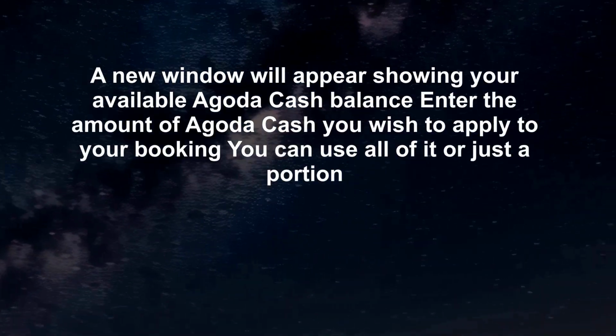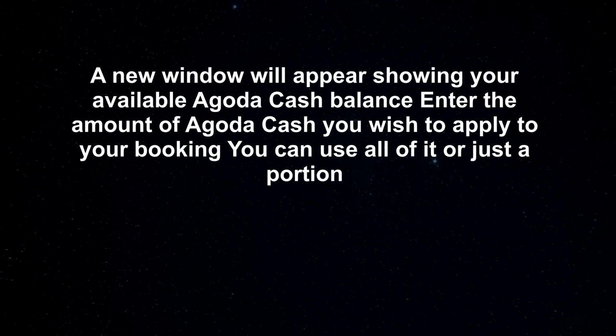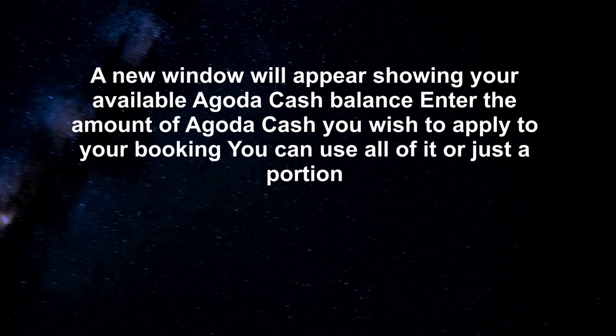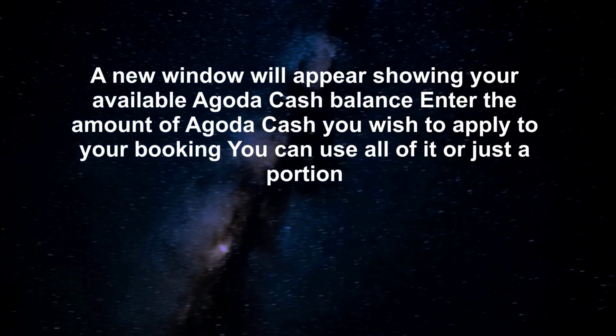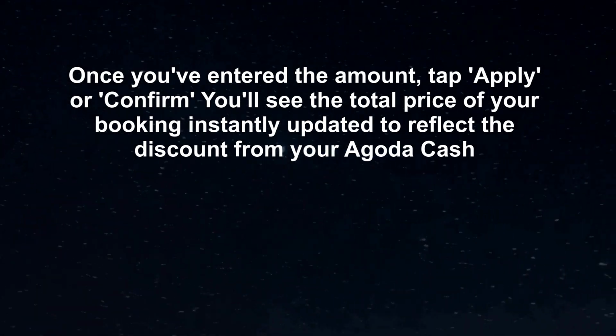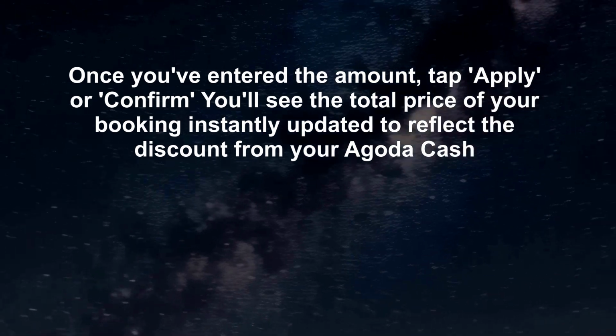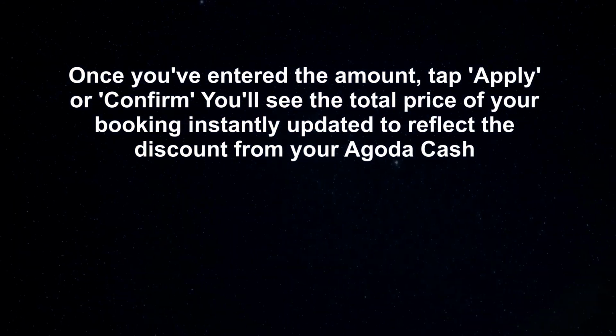Tap on it. A new window will appear showing your available Agoda Cash balance. Enter the amount of Agoda Cash you wish to apply to your booking. You can use all of it or just a portion. Once you've entered the amount, tap Apply or Confirm. You'll see the total price of your booking instantly updated to reflect the discount from your Agoda Cash.